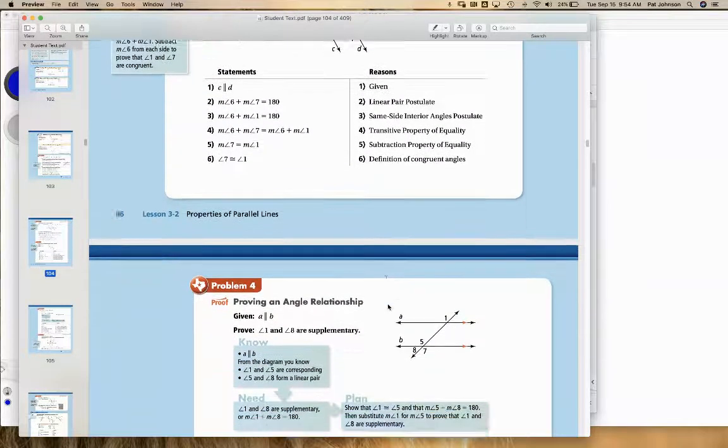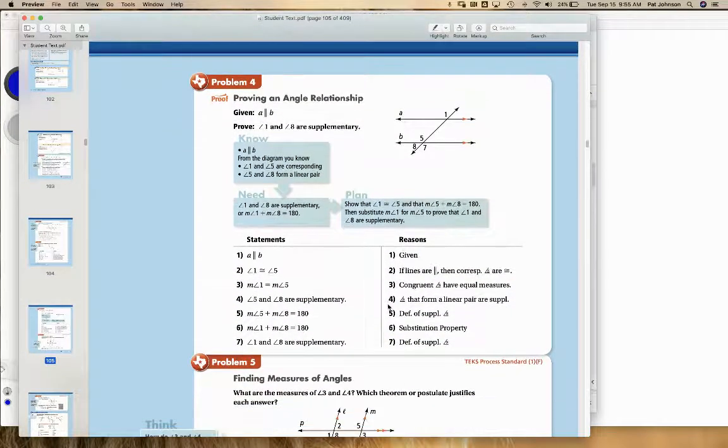All right, let's look at 4. Again, proving angle relations. Given A and B are parallel, prove that 1 and 8 are supplementary angles. So we start with the given: A and B are parallel, so that's given. And then we know angle 1 is congruent to angle 5, basically by the corresponding angle postulate. You could have written that, they go into detail: if lines are parallel, then corresponding angles are congruent. Or you could just say the corresponding angles postulate.